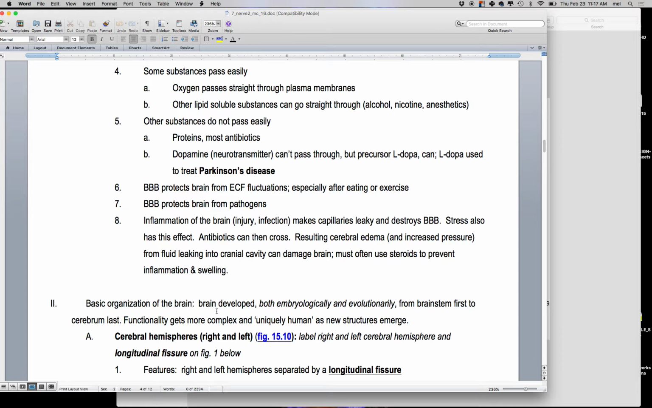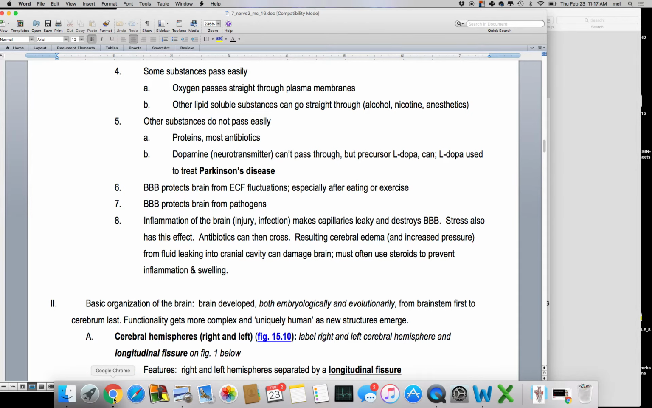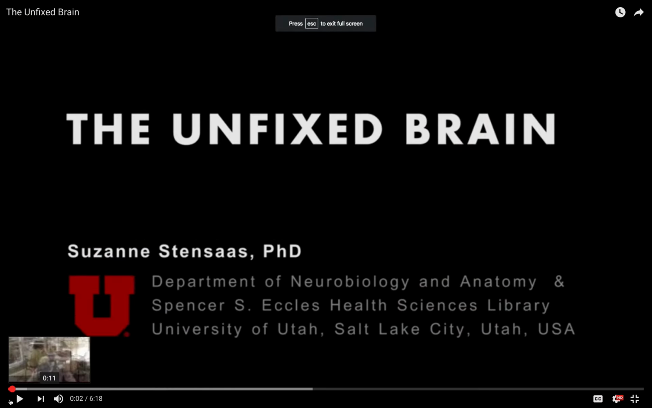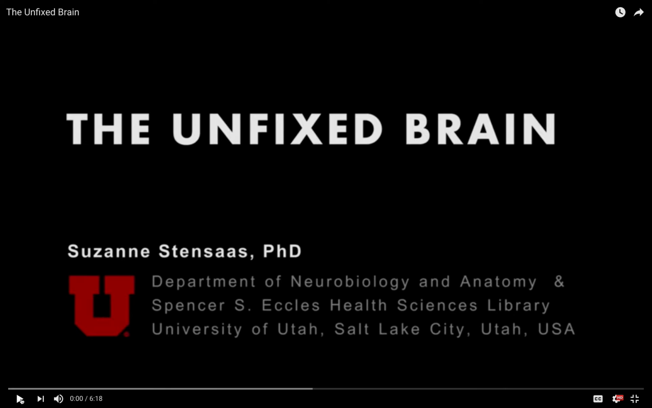Because the brains that you are going to see, whether it's sheep brains or human brains, we shoot them up with straight formalin. Because they're so fatty and they disintegrate so very quickly that you won't ever get to see the actual texture of a fresh brain. So I thought I'd show you one. This one's from the University of Utah's Neurobiology and Anatomy Department, and her name is Suzanne Stensis. She's going to show you the texture of a real fresh brain. She's also got one for the spinal cord too.